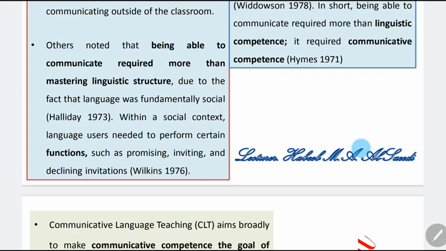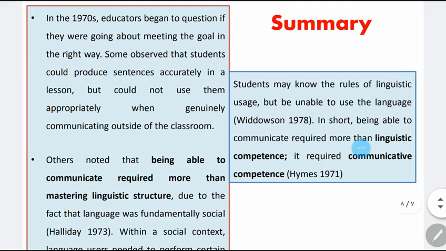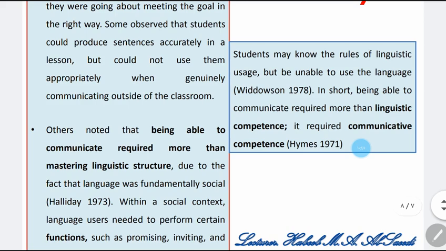Due to the fact that language is fundamentally social, within a social context language users need to perform certain functions. They have to use the language to achieve different functions, to communicate, to interact, to use the language orally. Students may know the rules of linguistic usage, the grammatical rules, the different forms and patterns of the language, but be unable to use the language communicatively, they cannot produce it.